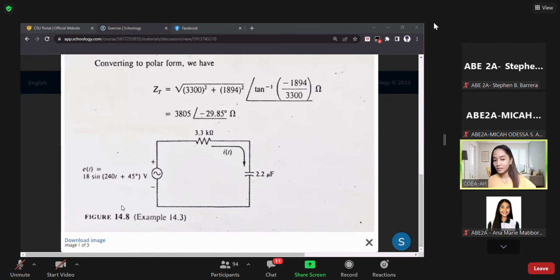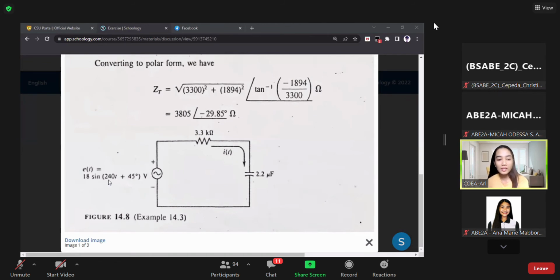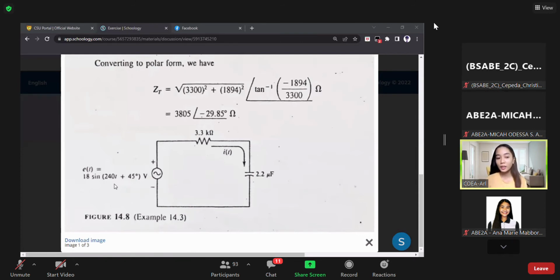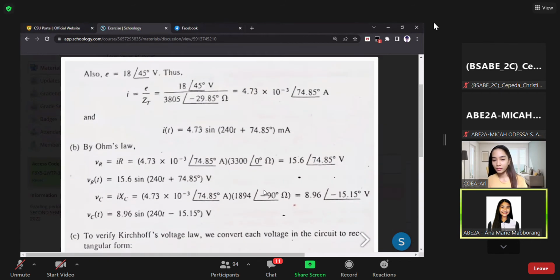Nakuha? So, for example, what if ang given dito is 18 sin(120t + 65 degrees)? So we have 18 na magnitude. Anong magiging angle niya? 65 degrees po. Okay, so whatever is the na-add dun sa ωt mo, yun ang i-consider mong angle ng magnitude mo. Okay na, Ana? Yes, ma'am. Thank you po.